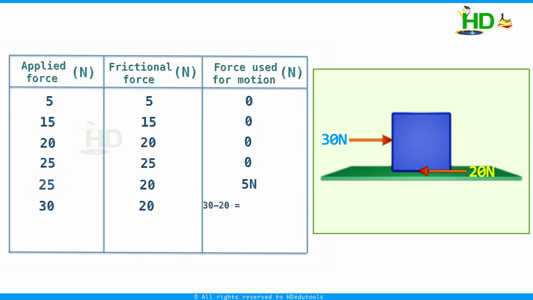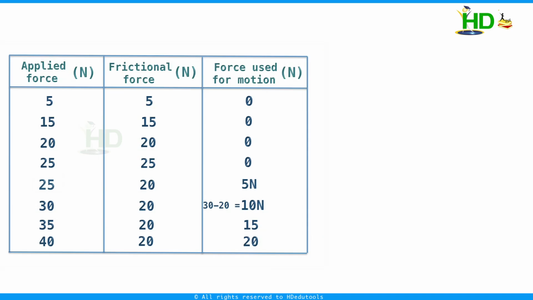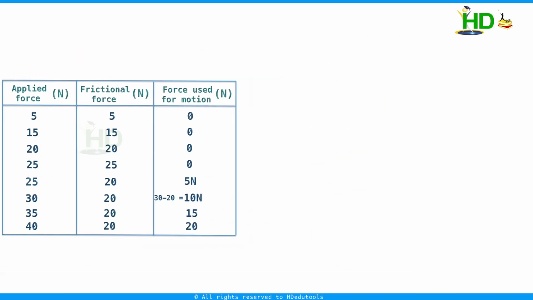Since the body is moving, the frictional force is the kinetic frictional force, that is 20 Newton, and the remaining force is 30 minus 20. 20 is the frictional and 30 is applied. 10 Newton force is used for the motion. When we apply 35, the frictional force is 20 and 35 minus 20, 15 Newton is the force used for the motion. When we apply 40 Newton, the frictional force is 20 and 40 minus 20, 20 Newton force is used for the motion. Suppose we draw a graph for this data, then how do we get it?